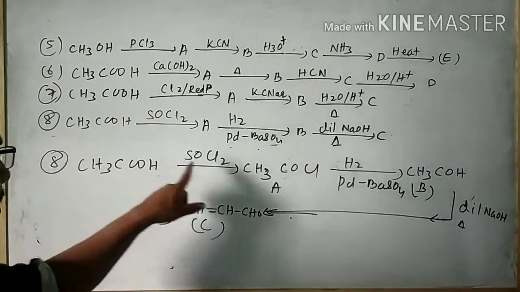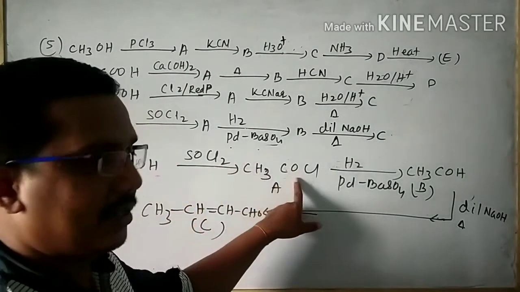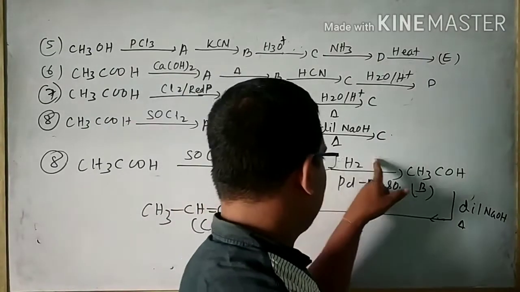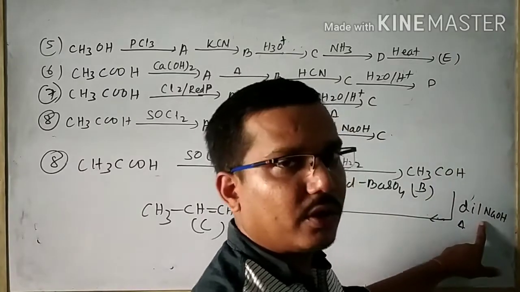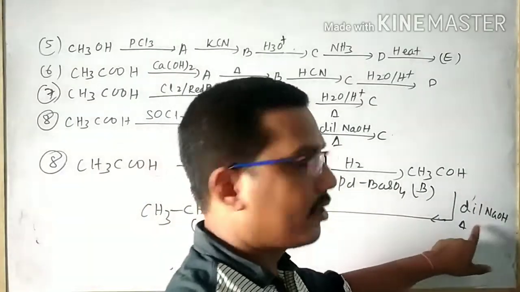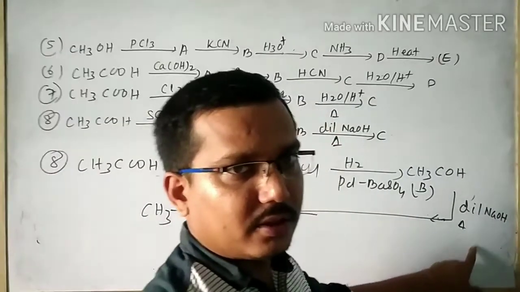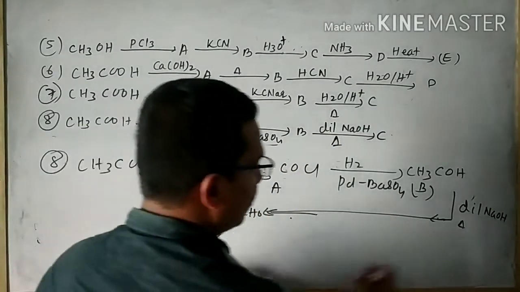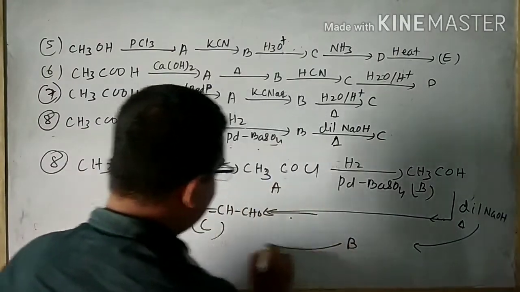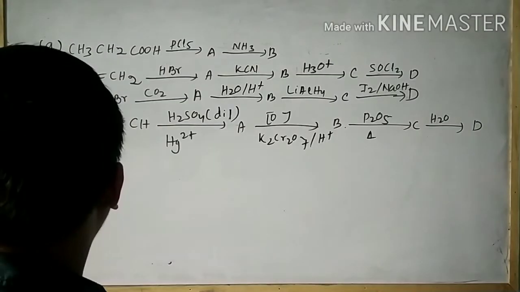Acetic acid reacts with SOCl2, then acetyl chloride is formed, which undergoes Rosenmund reduction, acetaldehyde is formed, and it undergoes aldol condensation. Remember here two steps will come. One is the direct, another is the beta hydroxy. Next this.